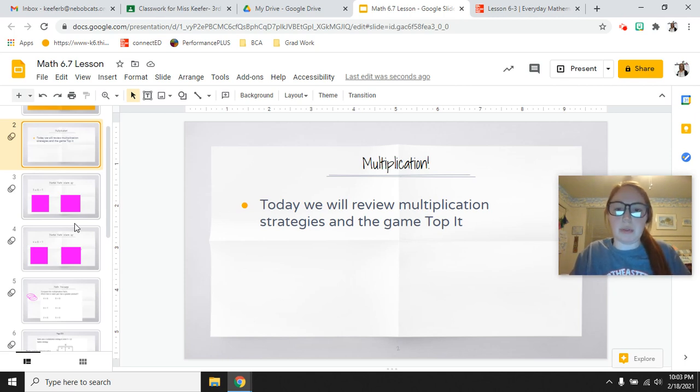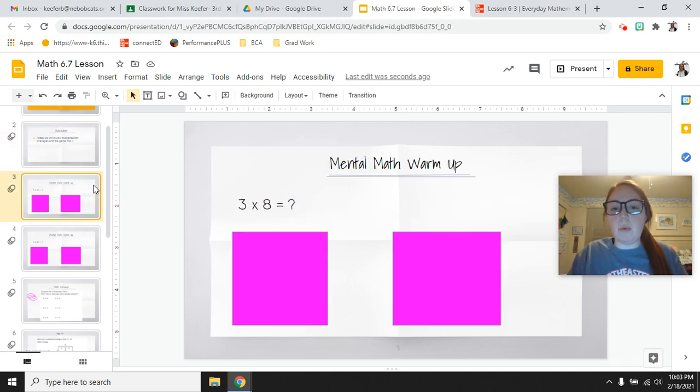Okay, page 203. So first, for this lesson, we're just going to be reviewing multiplication strategies, and then we're going to be talking about a game called Top It, which you've probably played before in second grade, but this one is looking at multiplication. So on our whiteboard, solve this problem, 3 times 8, but use one of the strategies that we have talked about. That could be adding a group, subtracting a group, doubling, breaking apart, near squares, any of those strategies.